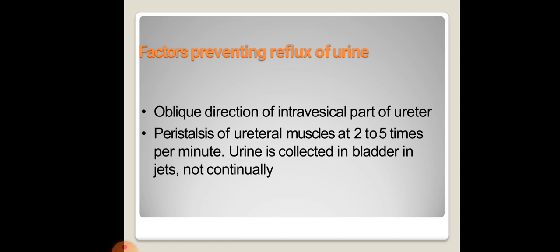Now what are the factors which prevent the reflux of urine? It is the oblique direction of the intravesical part of the ureter. So the oblique direction prevents the reflux of urine.